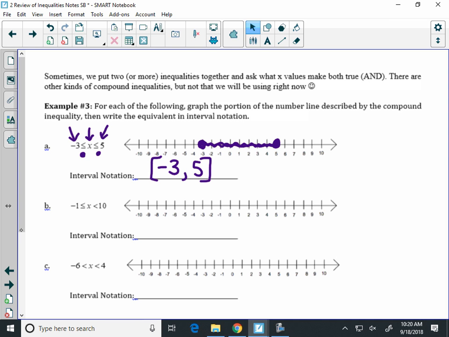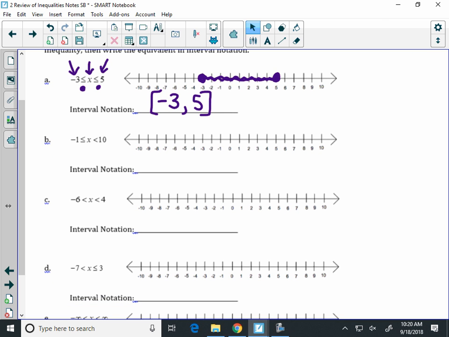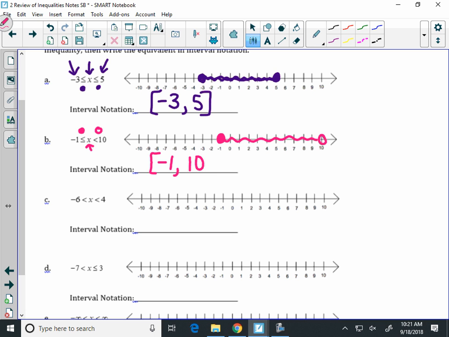On B here, I'm going to put dots on my endpoints. Negative 1 is going to get a closed dot because it's less than or equal to. 10 is going to get an open dot because it is a less than. Again, the x is in the middle of the 2 numbers, so you are going to shade in the middle. When you do your interval here, put your endpoints, negative 1 and 10. Now, negative 1 has a closed dot, so you're going to put a square bracket, and 10 has an open dot, so it gets a parenthesis.